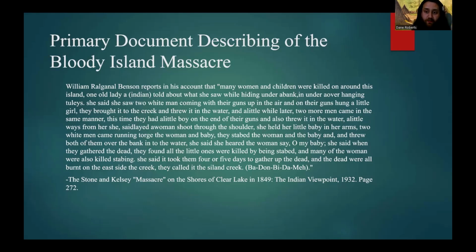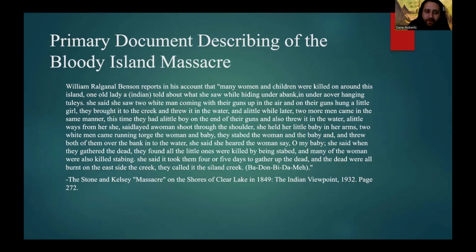A little while later, two more came in the same manner. This time, they had a little boy on the end of their guns, and they also threw it in the water. A little ways from her side, laid a woman shot through the shoulder. She held her little baby in her arms. Two white men came running towards the woman and baby. They stabbed the woman and the baby and threw both of them over the bank to the water. She said she heard the woman say, "Oh, my baby."